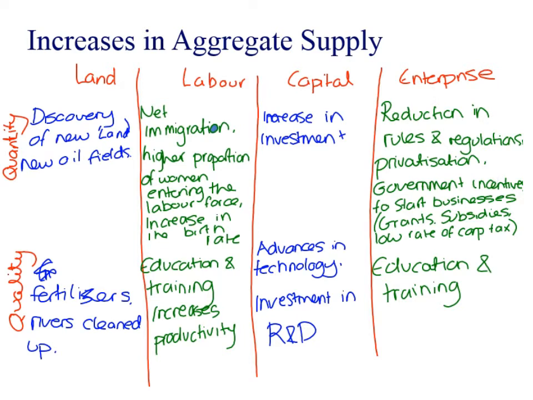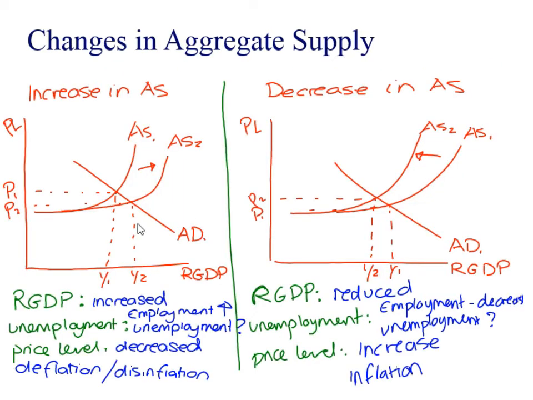So lots of factors there that could increase aggregate supply. So we can see changes in aggregate supply. The good thing about an increase in aggregate supply is that you get an increase in real GDP. I'll come back to employment and unemployment, but you get this increase in real GDP, and you actually get a decrease in your price level. So technically the diagram is showing deflation there, but it's more likely to be disinflation in reality.